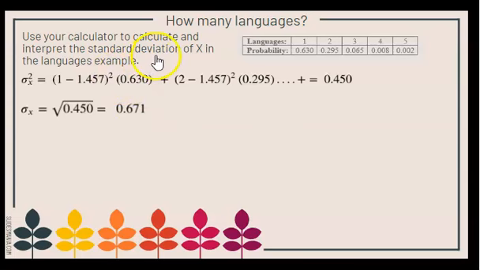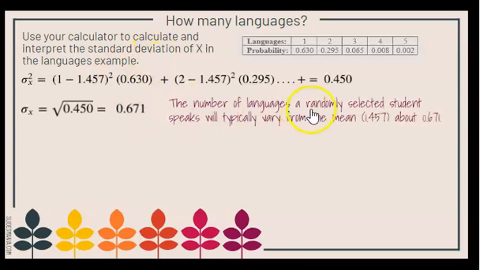Now I have to interpret this. Well, I would say the number of languages a randomly selected student speaks will typically vary from the mean. There's the phrase, which was the mean of 1.457, by about 0.671. Okay? So typically vary from the mean. That's the key phrase anytime you are interpreting a standard deviation.